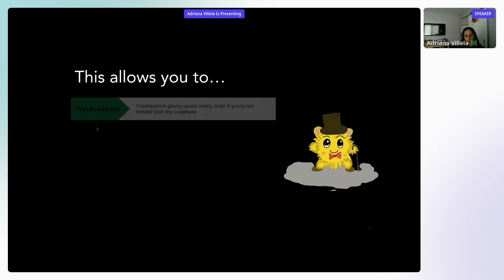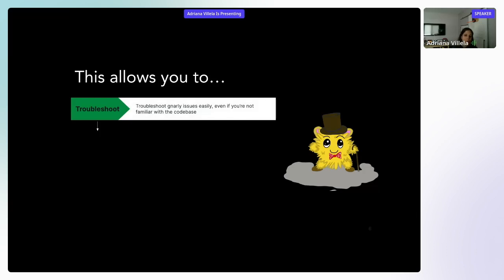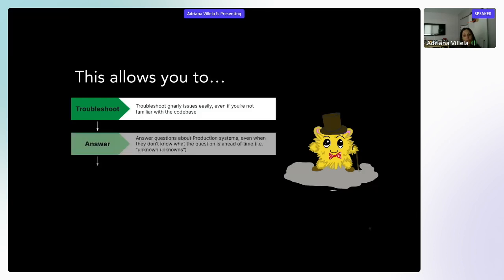Well, first of all, observability allows you to troubleshoot gnarly issues easily, even if you're not familiar with the code base, which means that you don't have to keep relying on your senior engineers to always go in and troubleshoot those icky issues that come up at 2 a.m. It means that you can empower your more junior folks to solve those problems as well. It also helps you answer questions about production systems, even when you don't know what the question is ahead of time. So basically, it lets you deal with novel problems.